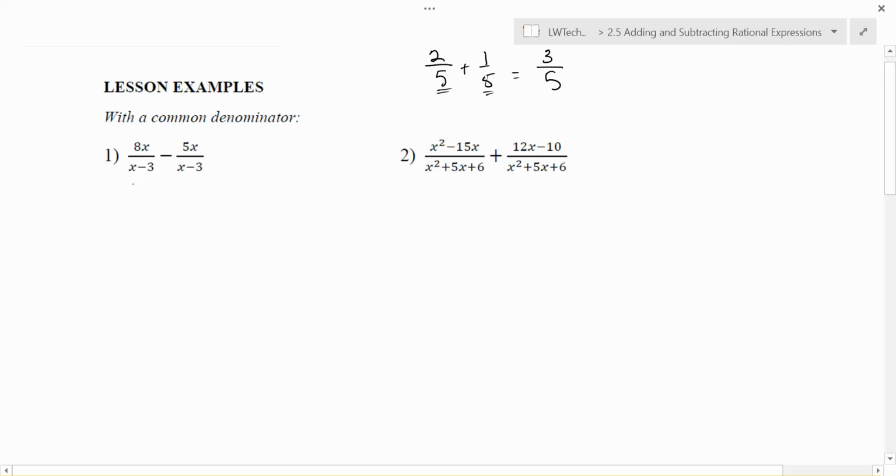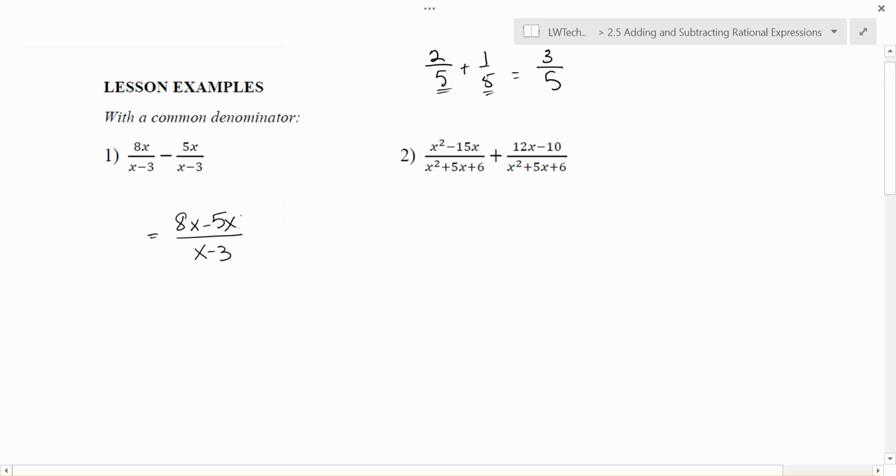So here in this example, notice that in number 1, we have an x minus 3 in the denominator and an x minus 3 in the denominator. That's great. What that means is that we want to keep the denominator the same. So my denominator is still going to be x minus 3. And then on the top, I'm going to subtract just what the tops are, because there's a subtraction in between there. So what I'm going to have is 8x minus 5x on the top.